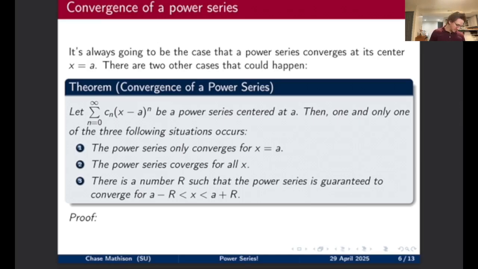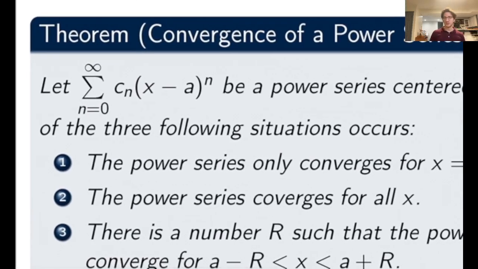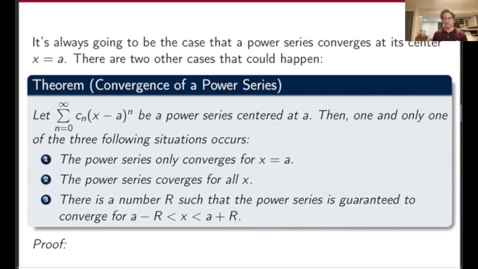Okay, and it happens to be the fact that there are only 3 possibilities for a power series in terms of convergence. So if I am looking at this power series, the sum from 0 to infinity of Cn times x minus a to the n, that's a power series centered at a. Then one and only one of the following three situations occurs. The power series converges only for x equals a. So it is always the case that a power series will converge at its center.